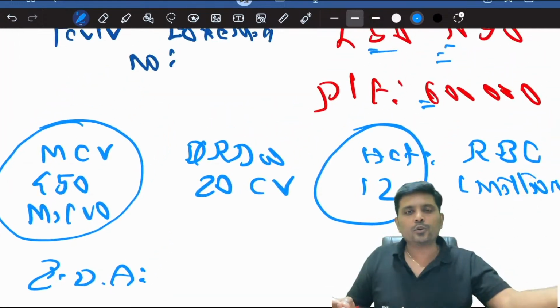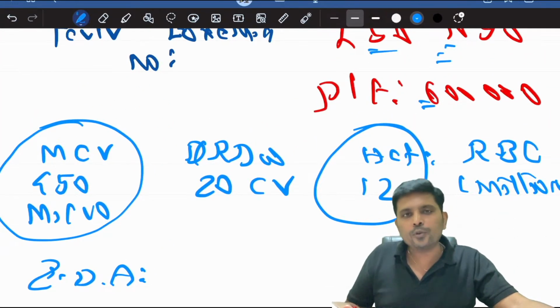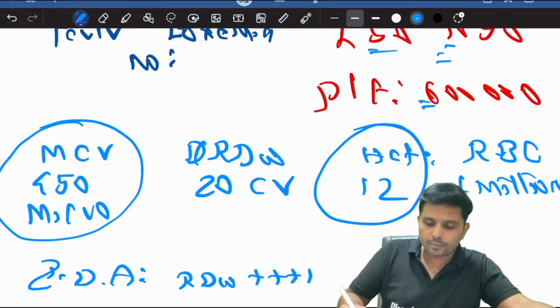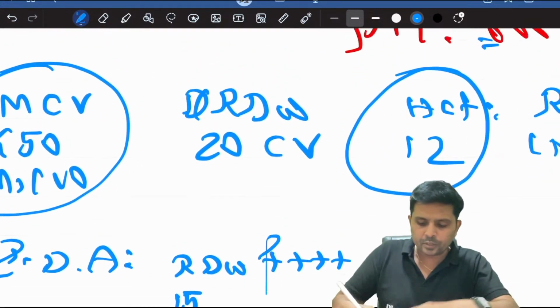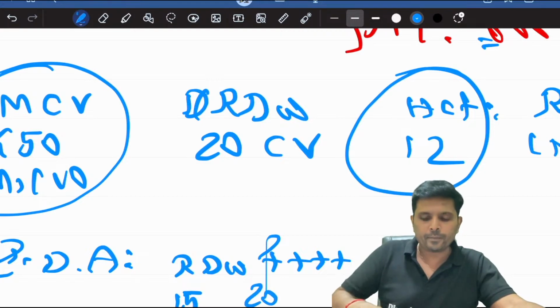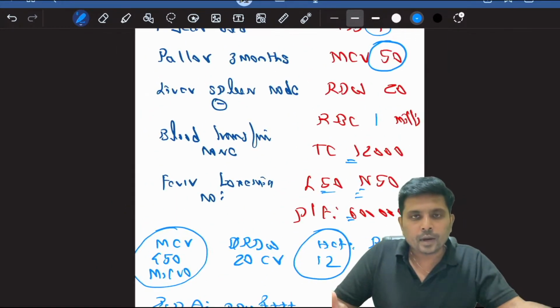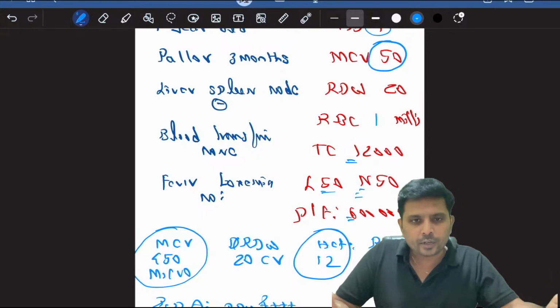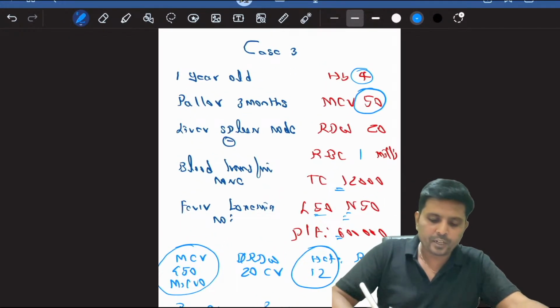And as it was told to you already, in nutritional anemias your RDW will be high. Normal RDW is 15. Here the RDW is 20. So rule of 3: RBCs are low, hemoglobin is low, hematocrit is low, along with the high RDW, is iron deficiency anemia.